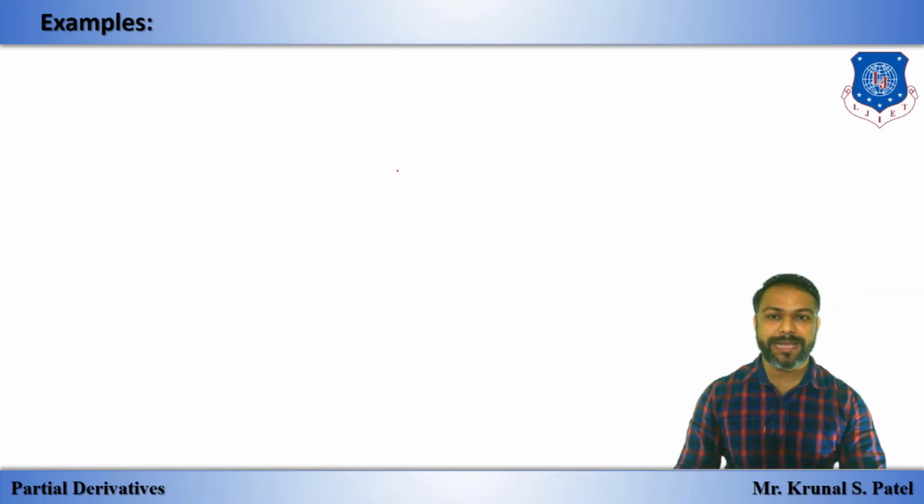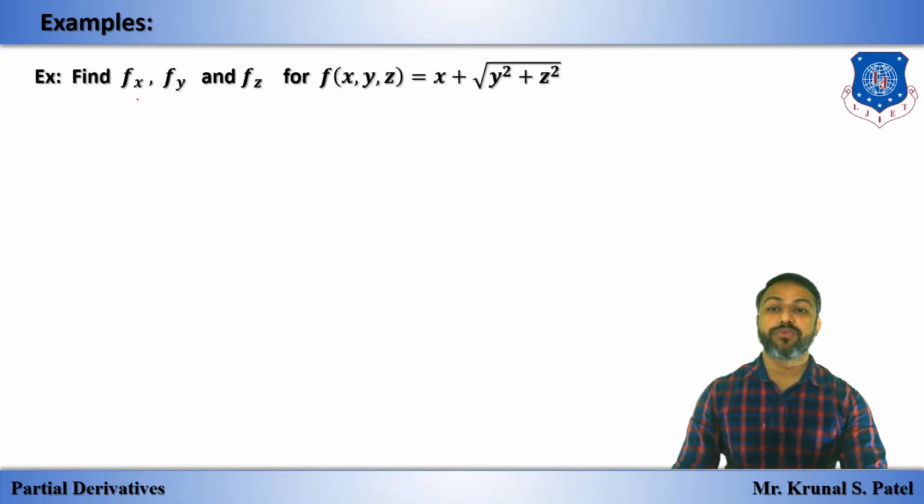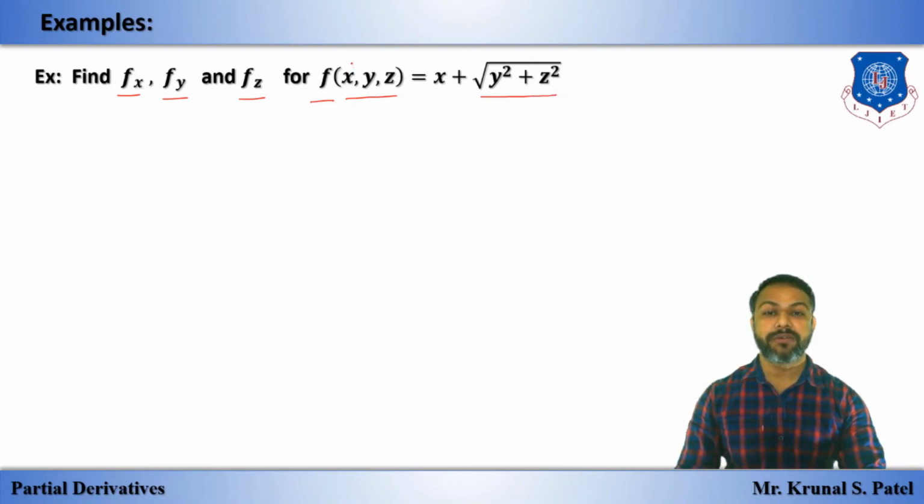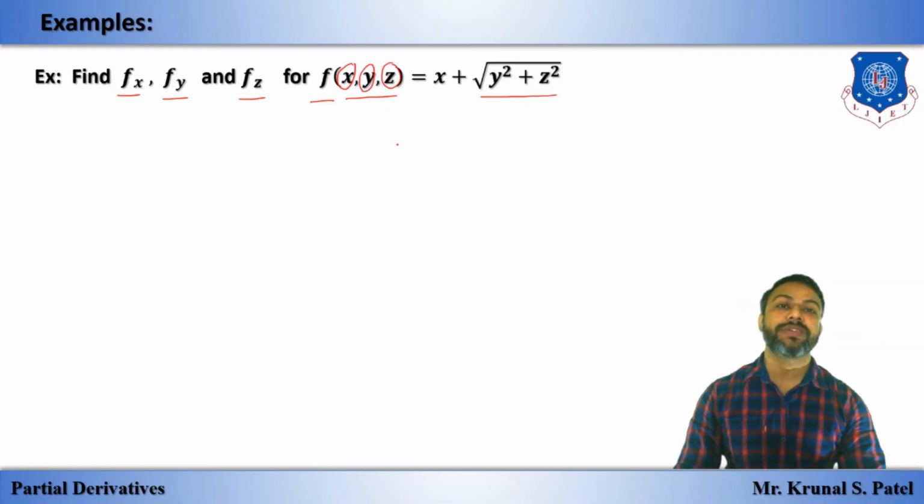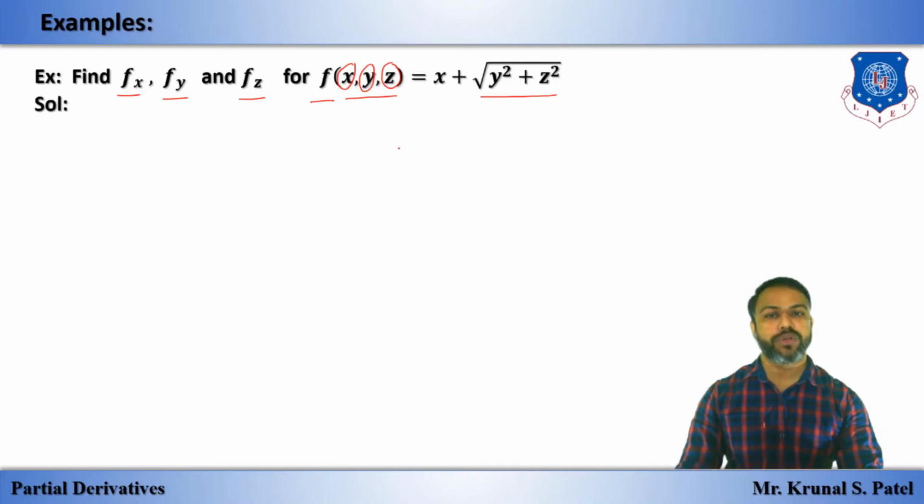We are taking one more example. Now we want to find fx, fy and fz for the given function f of x comma y comma z is equal to x plus under root y square plus z square. Here three variables are given and all three are independent variables. So we can differentiate partially with respect to x as well as y and as well as z. Okay, so let's start with the solution.